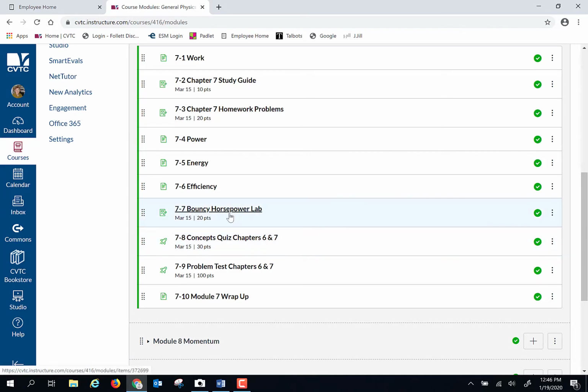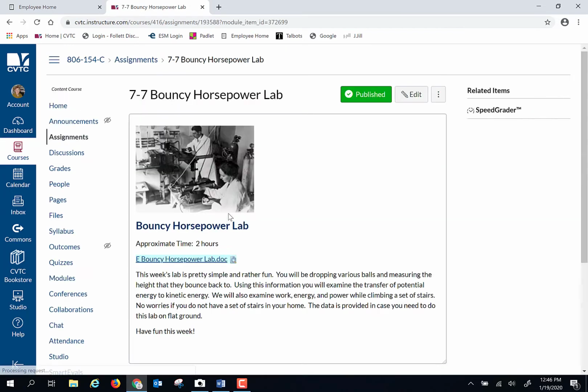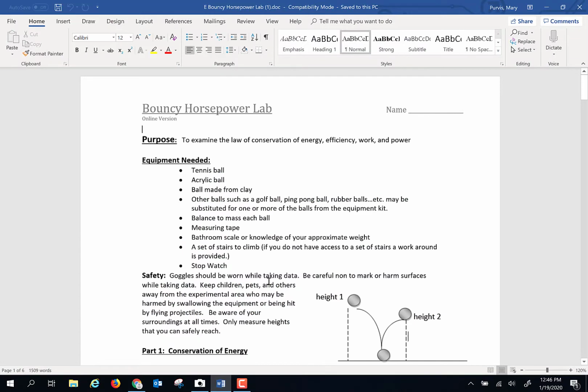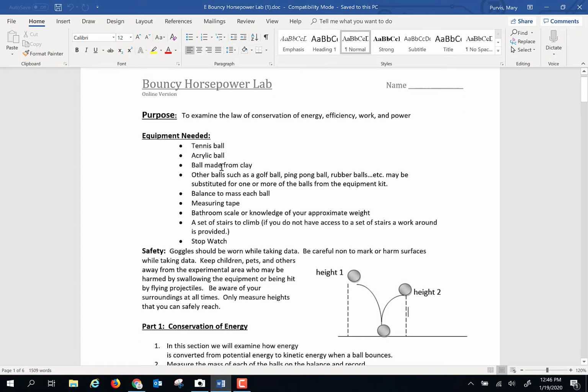So let's take a look at our lab for this week. Our lab for this week is pretty easy to take data for. This is called the Bouncy Horsepower Lab. And when you're doing this lab, you're going to need an assortment of balls that bounce. In your lab kit, you should have a tennis ball, the acrylic ball, and then you're going to make a ball out of clay. Please feel free to remove or replace any of these with any other ball that you might have floating around your house. Golf ball, ping pong ball, small rubber ball, etc. The only thing is they have to be small enough that you can find their mass on your small balance.